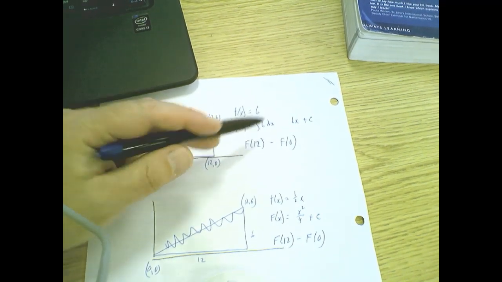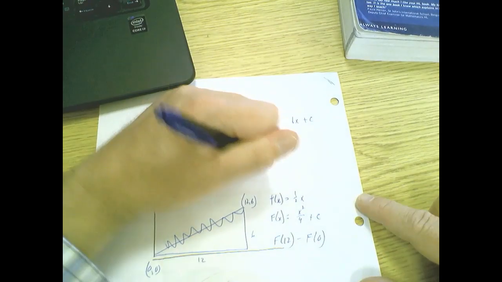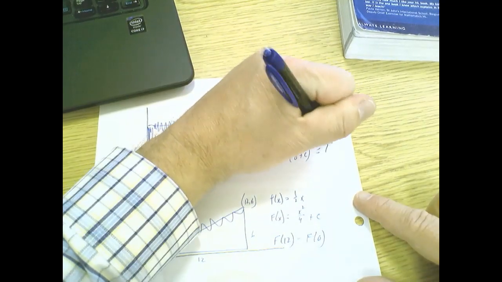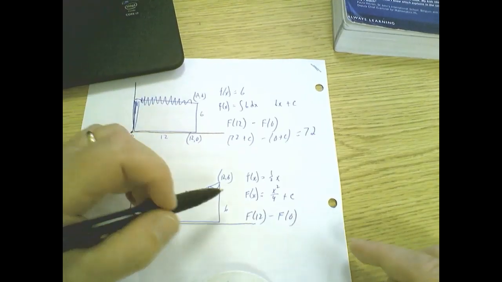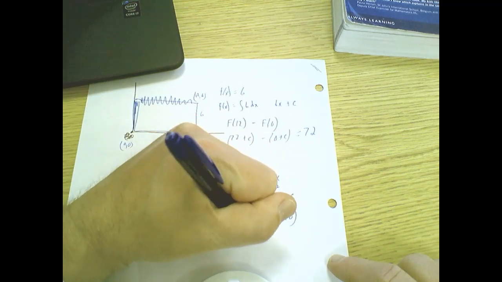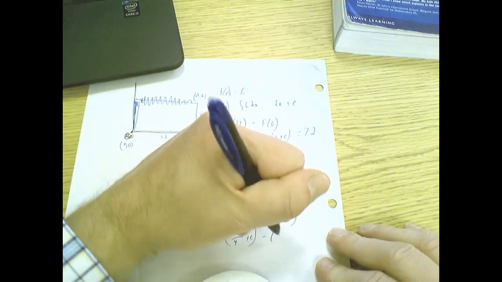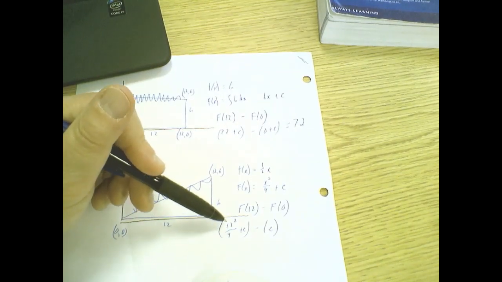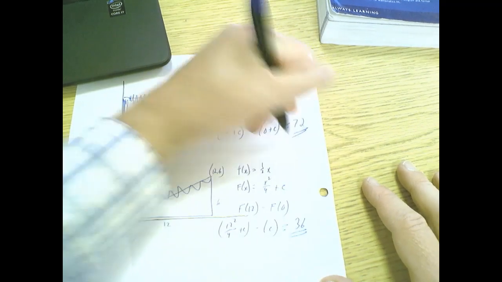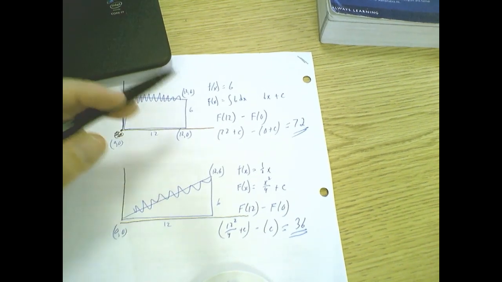Well, F of 12 becomes 6 times 12, 72 plus c, minus what? 0 plus c, and I wind up with an answer of 72. F of 12 here becomes 12 squared over 4 plus c, minus 0 squared over 4 plus c, minus c. 144 over 4 is 36, plus c minus c, 36. And what did I notice? I got the exact same answers as I did with just my geometric shapes.